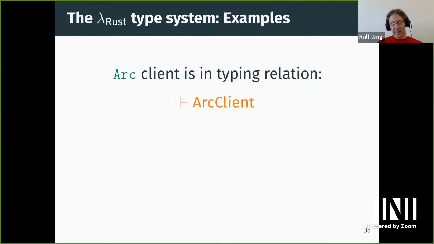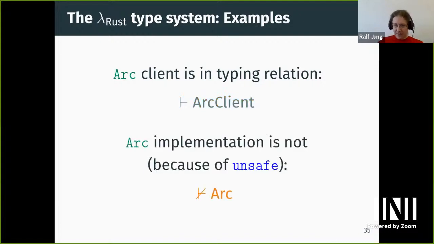So, for example, we can now state that the Arc client we wrote is completely safe, or at least it's well typed and doesn't use unsafe, by saying turnstile Arc client. However, at the same time, turnstile Arc does not hold because the implementation of Arc internally uses unsafe. However, this puts Arc in the same bucket as all sorts of completely bogus code that actually violates safety guarantees. So we have to find some way to express in which Arc is still safe, even though it doesn't satisfy this condition that we can formalize that models what the Rust compiler is doing.